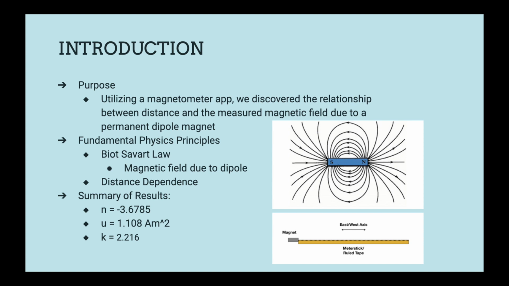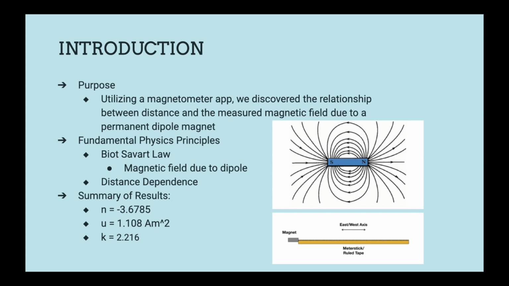A quick summary of my results is that I calculated n to be negative 3.6785, mu to be 1.108, and k to be 2.216.